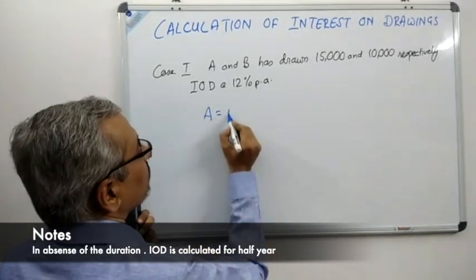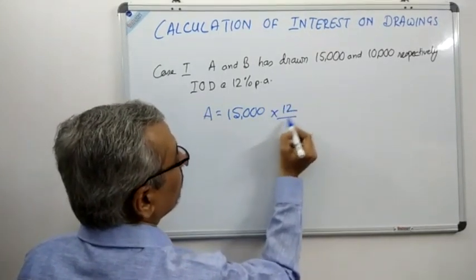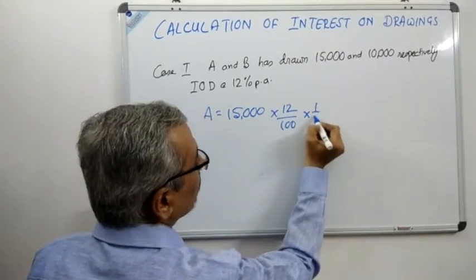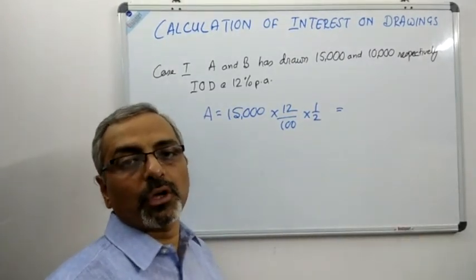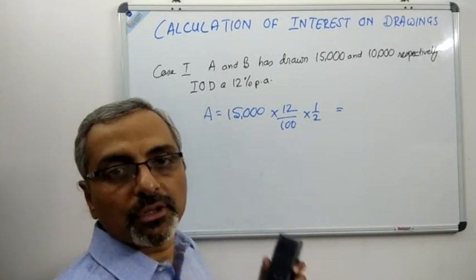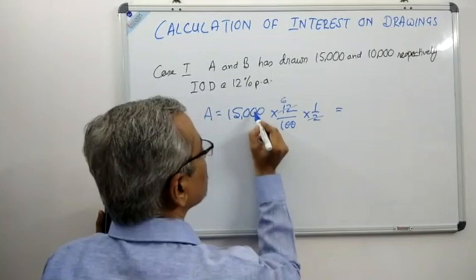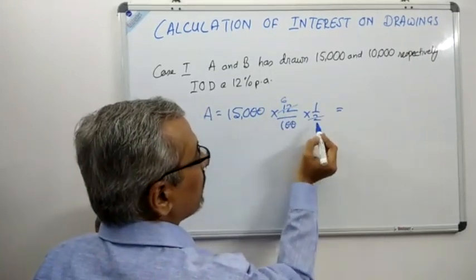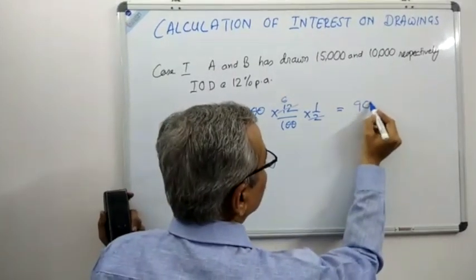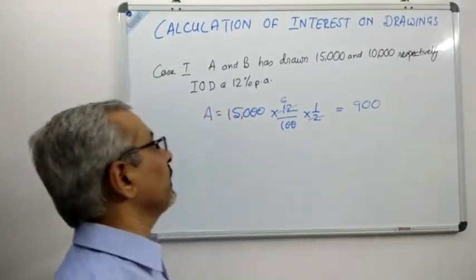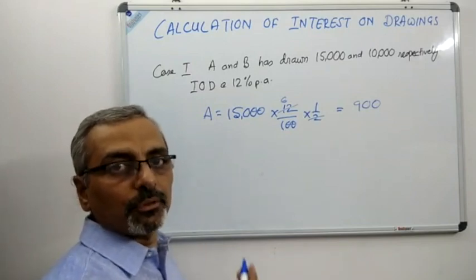So A, you can see 15,000 into 12 by 100 into 1 by 2. Why? Because the time is not mentioned, and therefore interest on drawing will be calculated always for half year or 6 months. Now taking that into consideration, we are cancelling these zeros and we have cancelled the 12 and 2, we got a 6 over here. So 150 into 6 we get 900. So therefore the interest on drawing of A, which A will pay to the firm, will be 900.